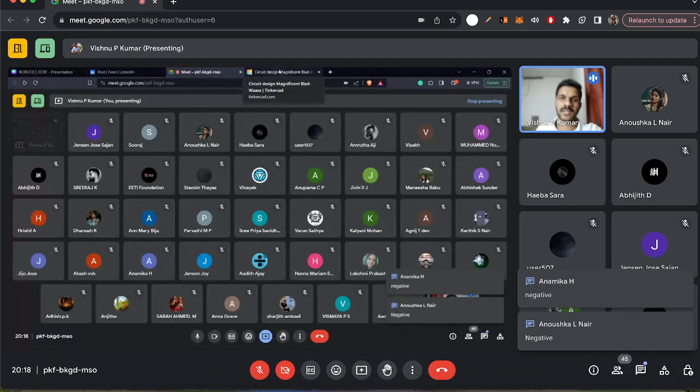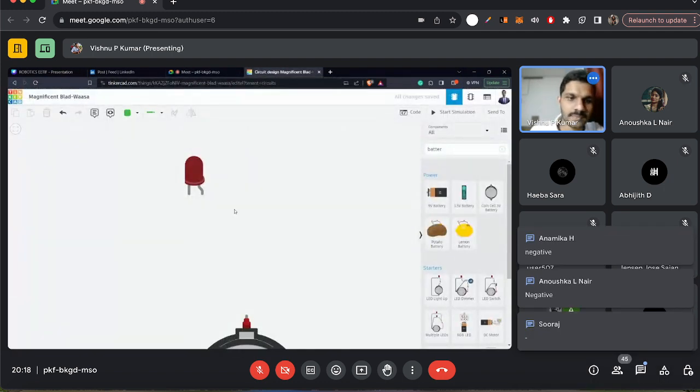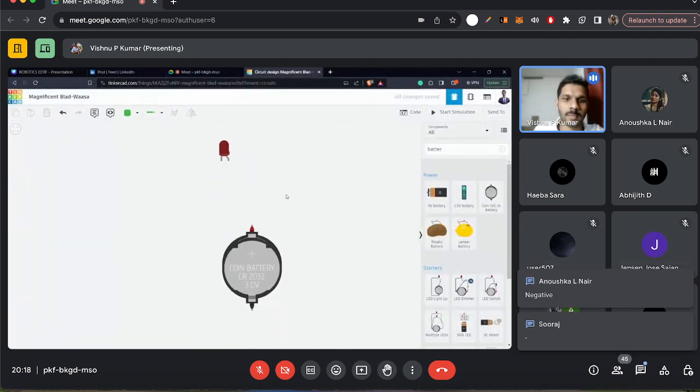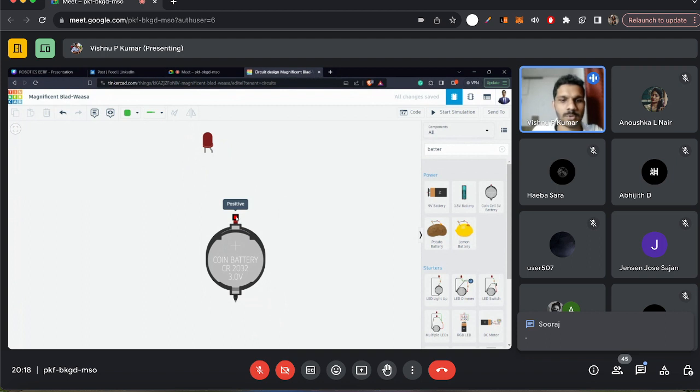Yeah, cathode is negative. Yeah, exactly. And for the battery also we have two terminals, positive and negative. So let's do it. I'm just connecting the LED.